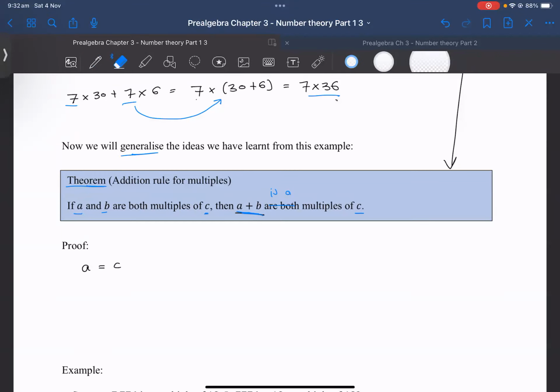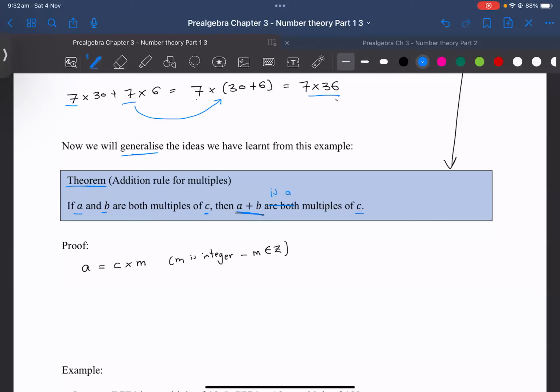Actually, I'll do C times M. And M is a whole number. M is an integer. We can also write that with the symbols. Does that make sense? We don't know what M is, but we know M is an integer. Could you let me know if this makes sense? Because this is a tricky point.